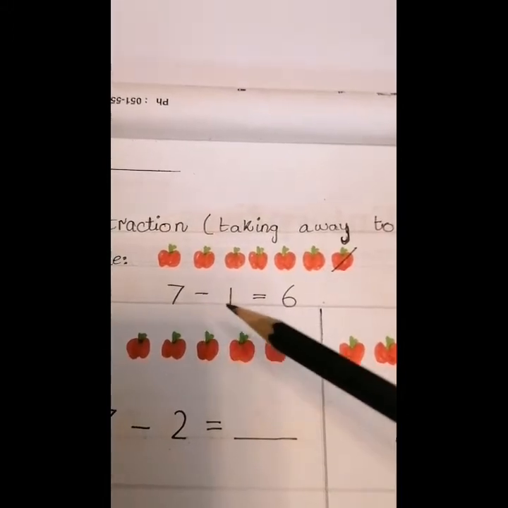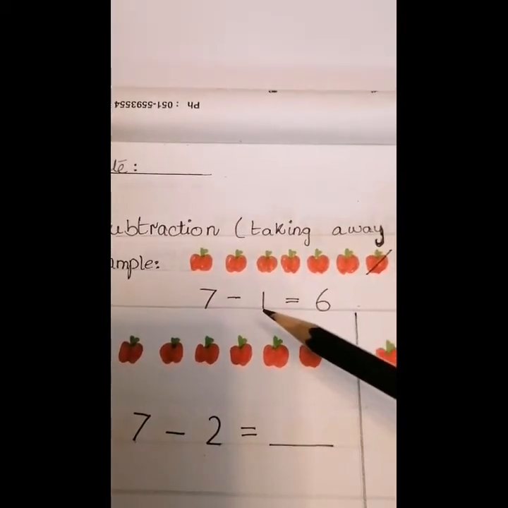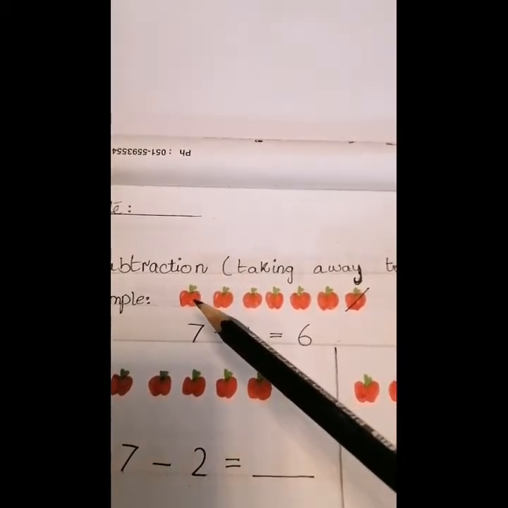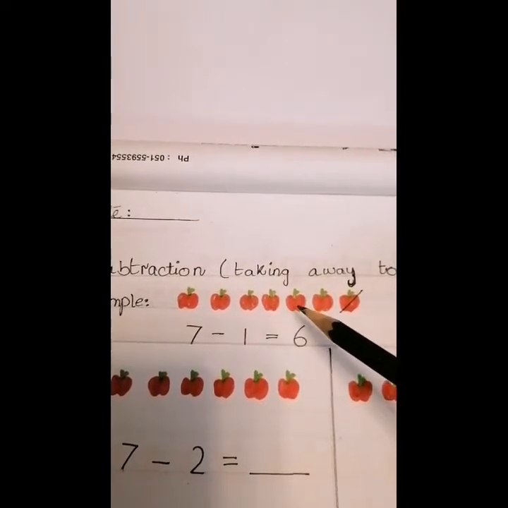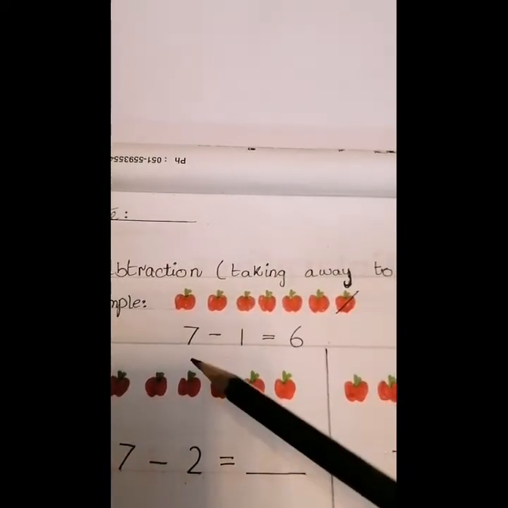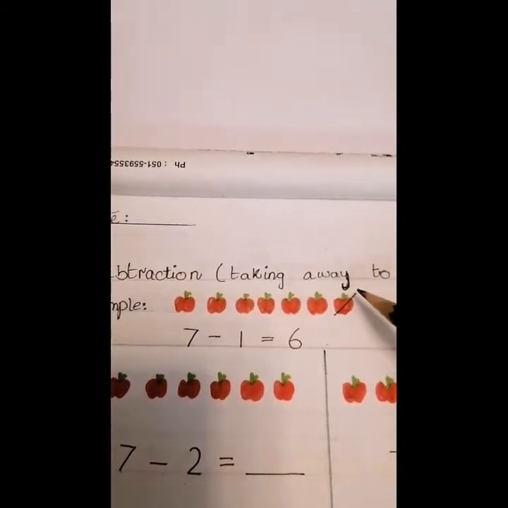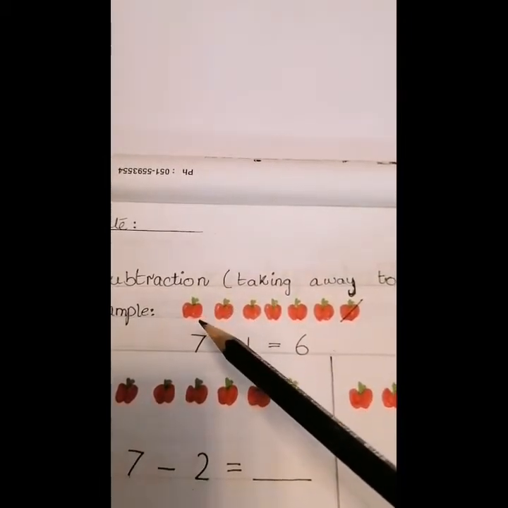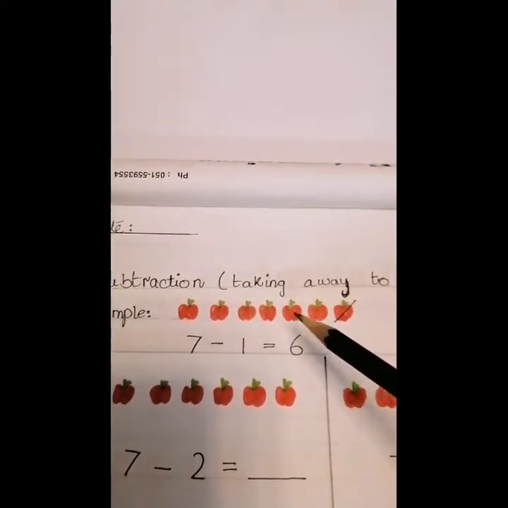In subtraction, first of all, we have to read the sum. 7 minus 1 is equal. These apples are, let's count them, 1, 2, 3, 4, 5, 6, 7. These are 7 apples. And how many I have to take away? 1. So, we will cross out 1 apple and let's count how many are left. 1, 2, 3, 4, 5, 6.